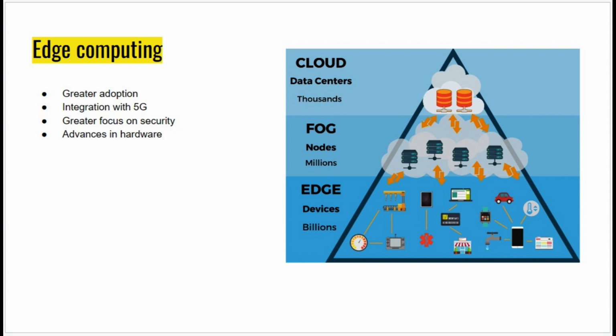Finally, we have advances in hardware. To support the growing demands of edge computing, hardware must evolve. We need the development of more powerful, energy efficient processors optimized for edge environments. These advances will enable edge devices to handle increasingly complex tasks, opening up even more opportunities for innovation.